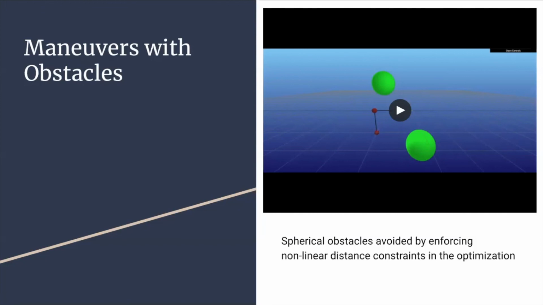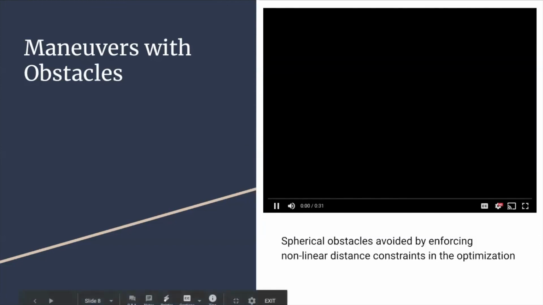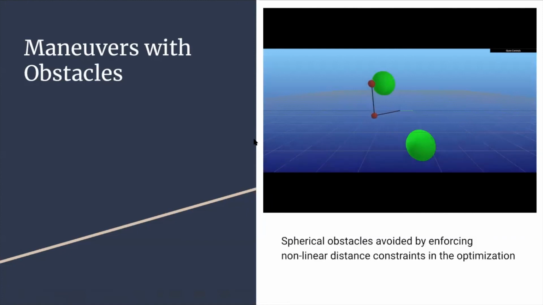Here we can see an example of a trajectory found by our system which successfully avoids the spheres. We have one sphere in the bottom right front octant and one sphere in the top left back octant. So we can see how the pendulum just narrowly swings around the sphere, but does not actually come into contact with it.